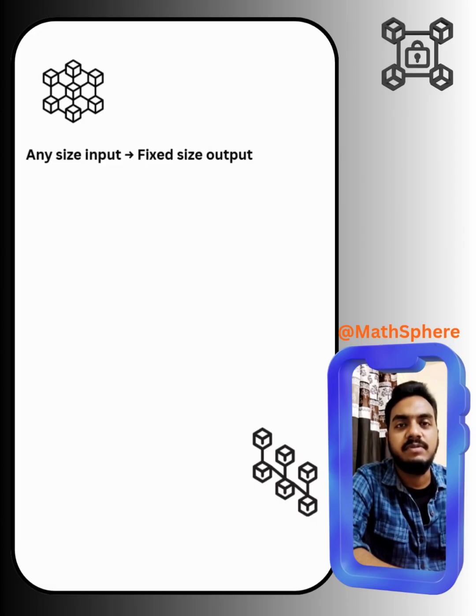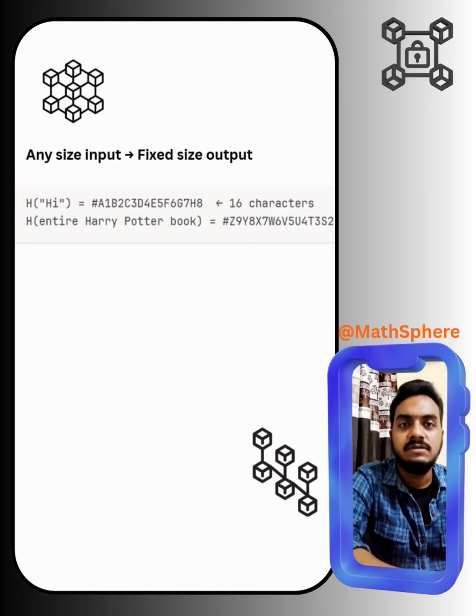Like you can see, for example, here we have a message "hi", we apply a hash function, and we are getting a 16 character code. Instead, if we have some other message like an entire Harry Potter book, which contains many more letters as compared to the initial message "hi", and we apply the hash function to this message also, you are again going to get a 16 character code only. So that's another advantage. Any input size you give, you will always get a fixed size output.